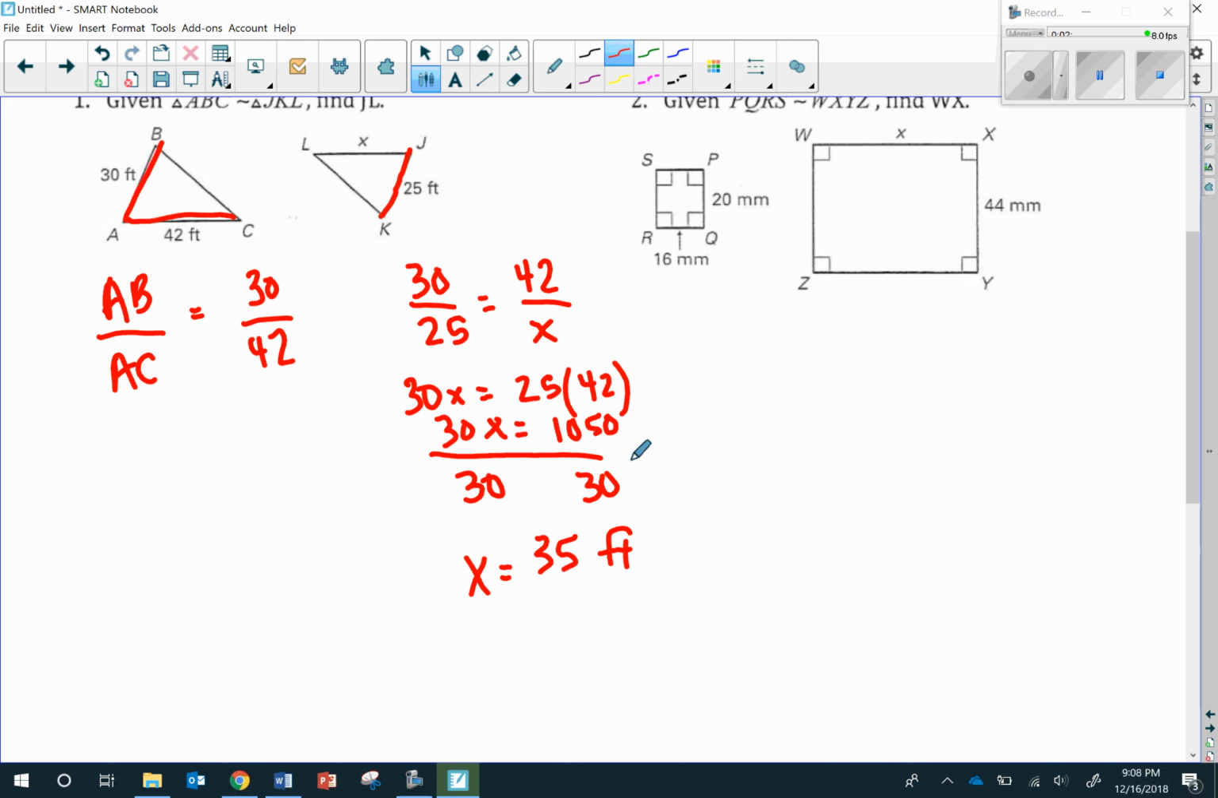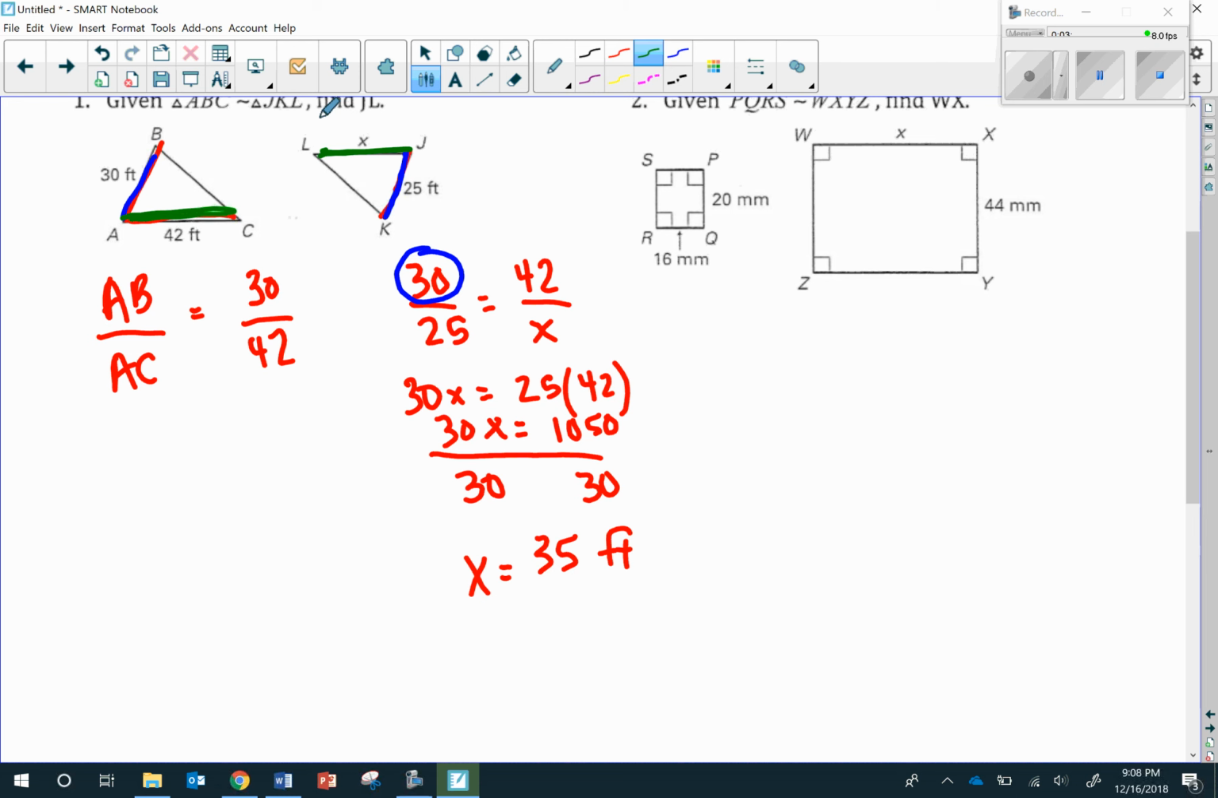So what I did here was I set up side AB, which is here, 30. That is set up as a ratio with side JK, right? Because those are the same, so 30 over 25. And then we set that equal to side AC, which is here, 42, over our unknown side here, JL. So by setting up a proportion, we can find the length of JL to be 35 feet.